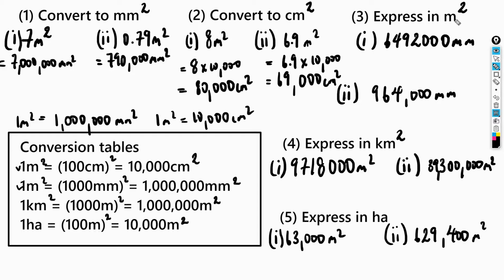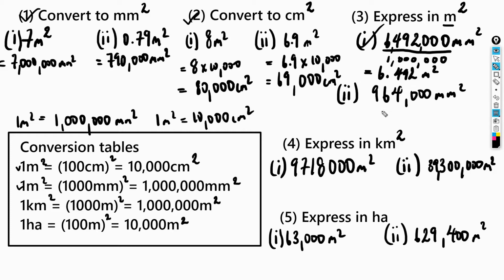It says express in meters squared, right? And we have 6,492,000 millimeters squared, right? This is all squared. And we know that 1 meter squared is equal to 1 million millimeters squared. So all we have to do to express this in meters squared is divide this by a million, because we know that 1 million millimeters squared is equal to 1 meter squared. Cool, so we're going to end up with 6.492 meters squared for the answer for this one. All right, so finish this one, we'll finish 2, we'll finish 1.